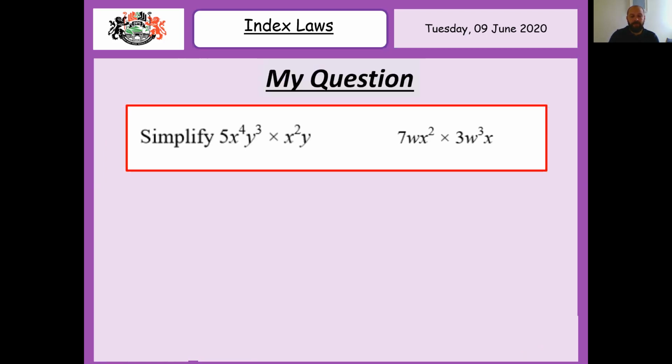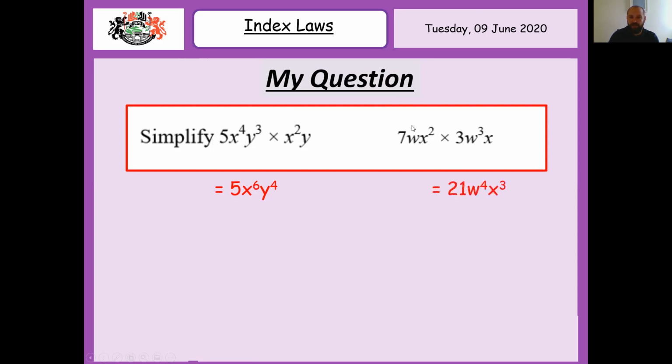Okay. Once again, have a go at this question. Pause the video, the answers will follow shortly. Okay, so here we had to deal with the coefficients. There's only one on this side. On this side, it's a 1. So 5 times 1 gives us 5. Now we deal with the x's, add the powers, x to the power of 6. Now we deal with the y's, not forgetting that's to the power of 1. 3 plus 1 gives us 4, so y to the power of 4.